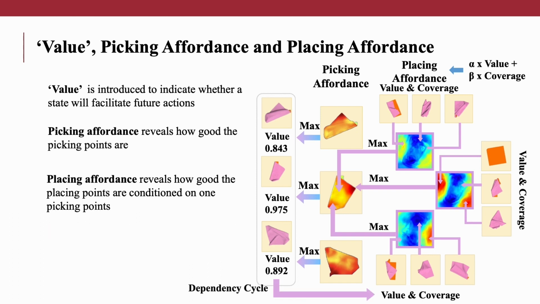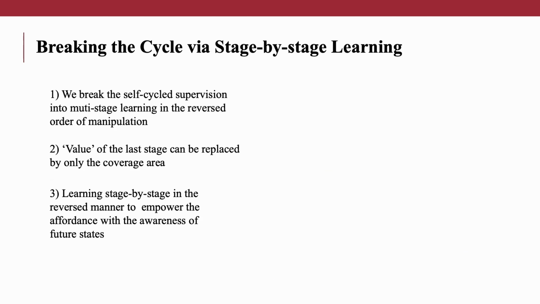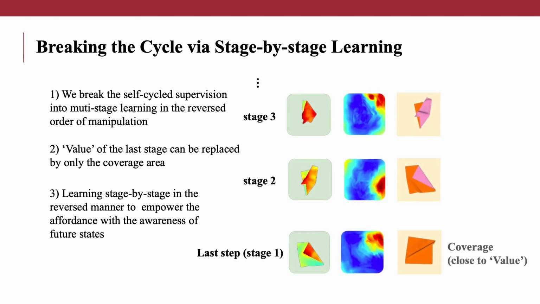As we can see, the supervisions among value, picking affordance and placing affordance form a dependency cycle. We break the dependency loop by training in a stage-by-stage manner, from states close to the target, to complex states. We replace the value of states in the last step by its coverage area since those states are very close to the target state, and their values should be close to their current coverage.